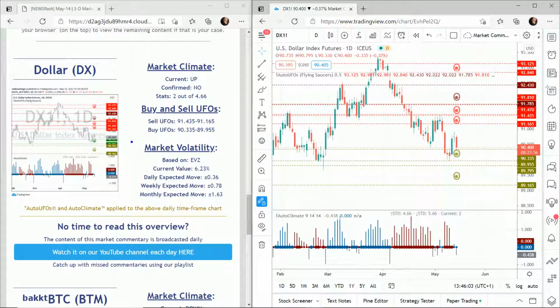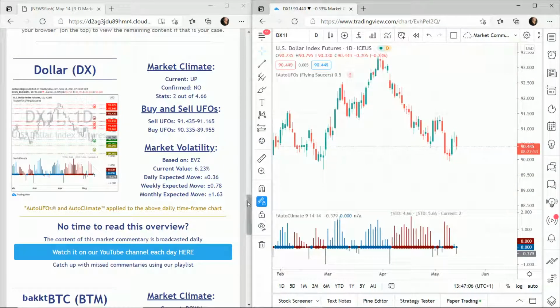In terms of volatility, this is a lower volatility market. In 1 year, we'd expect only movement of 6.23%, which means in a day, 0.36 points up or down. In a week, 0.78 points up or down, and in a month, 1.63 points up or down. So that's what we have there on the dollar. Again, overall, not enough probabilities either way to call it with the dollar at the moment.